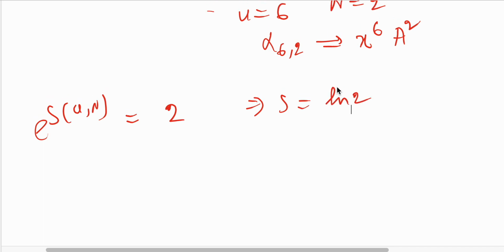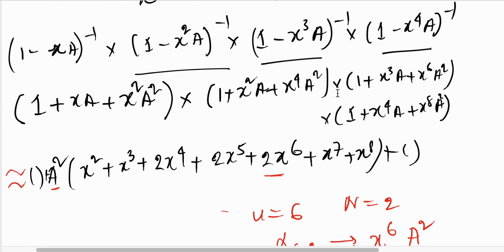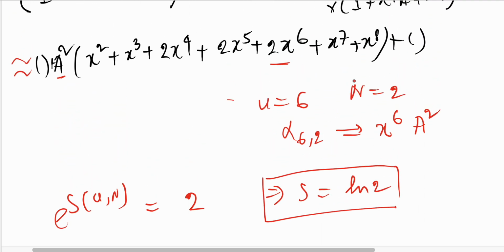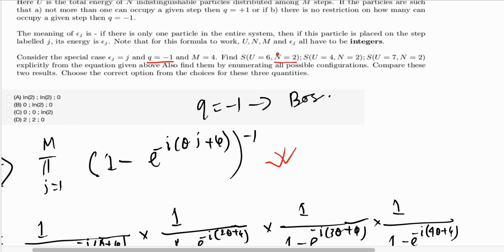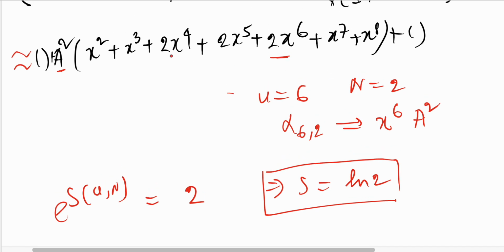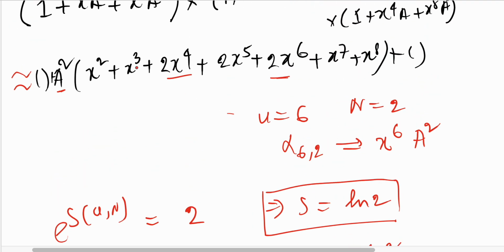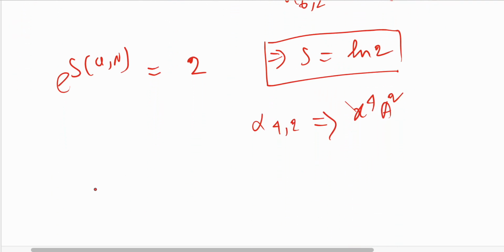Now you see that all this tedious calculation gives me a simple relation which tells me that a is equal to ln2, for u equal to 6, n equal to 2. So the first part is done. Second part, u equal to 4, n equal to 2. Let's check. That means I have to find alpha 4 2, the coefficient of x to the power 4 a square. What is the coefficient? 2. So here again e to the power S(u,n) is equal to 2. That means a is equal to ln2.